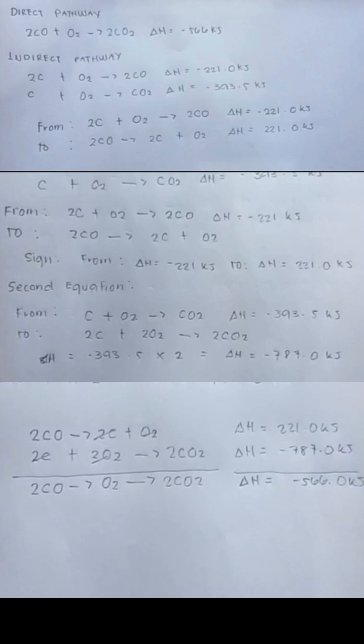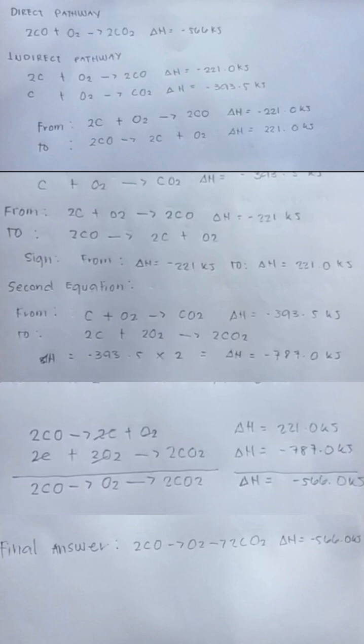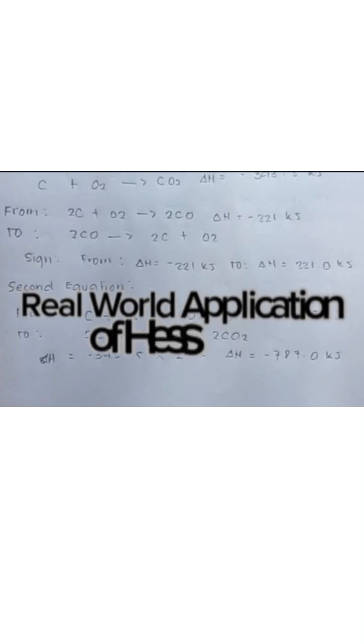Therefore, the enthalpy change for the reaction 2 carbon monoxide plus oxygen leads to 2 carbon dioxide equals negative 566.0 kilojoules. This shows how Hess's law allows us to determine enthalpy changes using an indirect pathway.